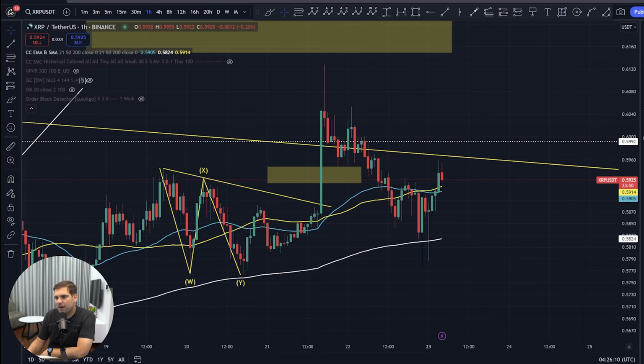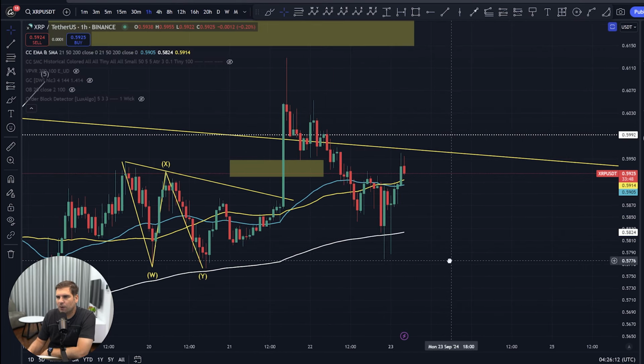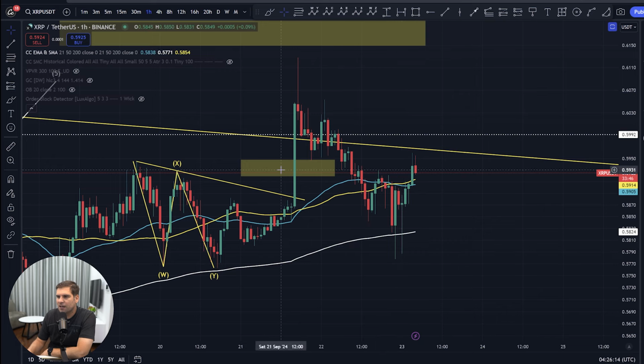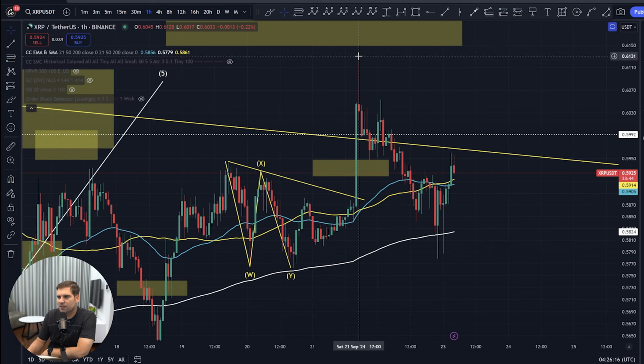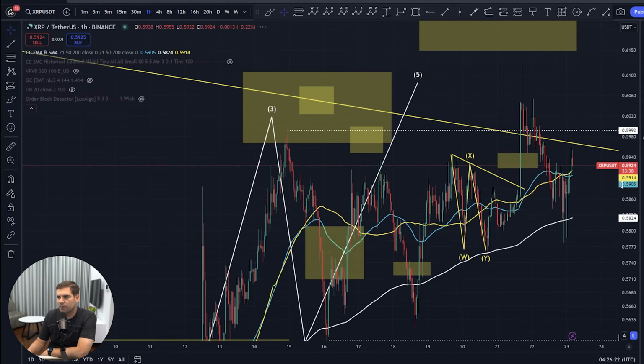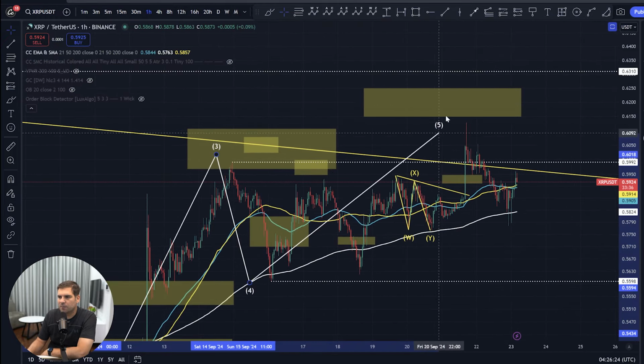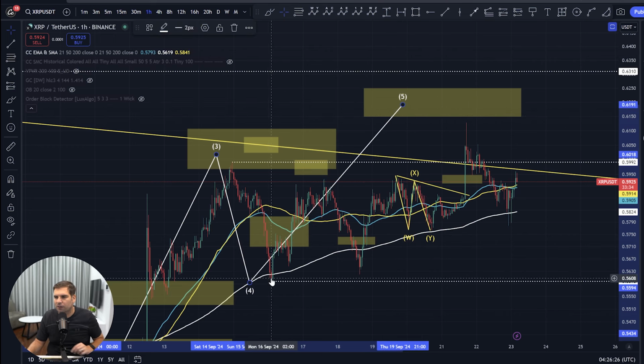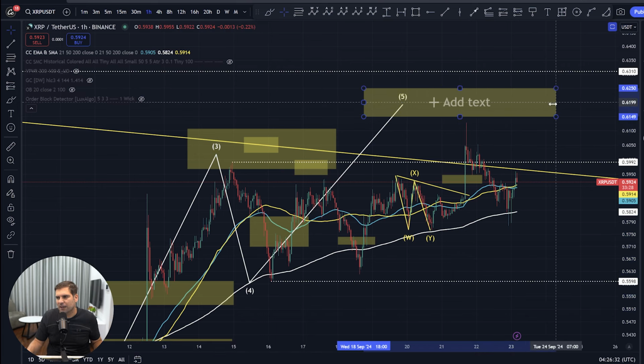So here we have XRP paired up with USDT. We're on the 1 hour Binance chart here, and of course we can see yesterday this move to the upside and then this move to the downside. Now what's really interesting here is that we are tracking a final fifth wave movement for XRP's price action, right, from our low down on Monday the 16th of September, and we haven't quite reached those expectations just yet.